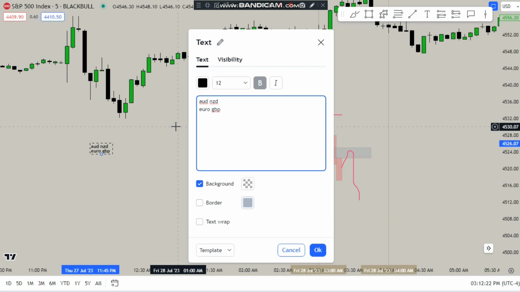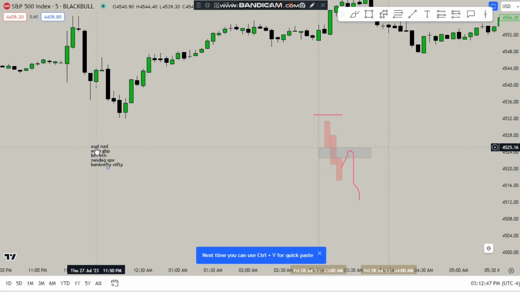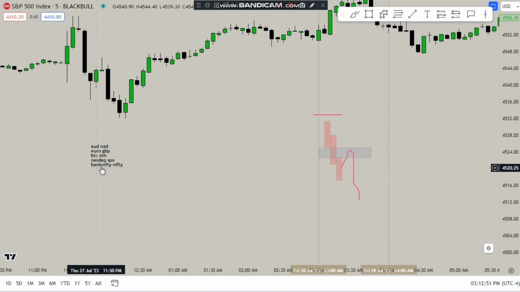Now in crypto there is Bitcoin and Ethereum. If the price of Bitcoin goes up, Ethereum also goes up. In indices there is Nasdaq and SPX. There is also Bank Nifty and Nifty. They are also correlated, or SMT pairs. These are some of the examples. If the price of one pair goes up, the other one also goes up. And there are some inversely related pairs also, like if the price of Euro goes up, the DXY goes down.